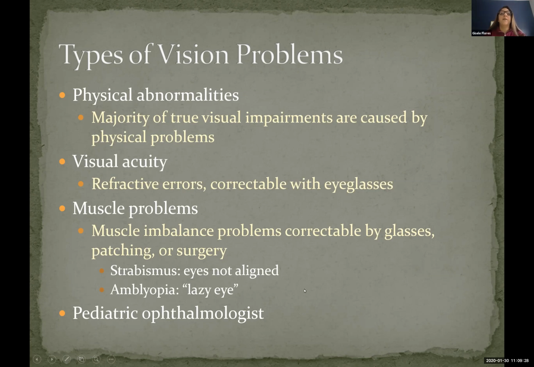And then muscle problems. This is really interesting, and when we talk about how to correct muscle problems for vision loss, it's fascinating how we can actually strengthen the muscle within the eye that's experiencing muscle weakness, and it's better when we get to it at an early age because the muscles are more easily influenced by some of the interventions. Okay, so some examples of muscle problems are strabismus, so when the eyes are not aligned. I have some visuals of these on the next slide too, and amblyopia, which is more commonly known as a lazy eye.